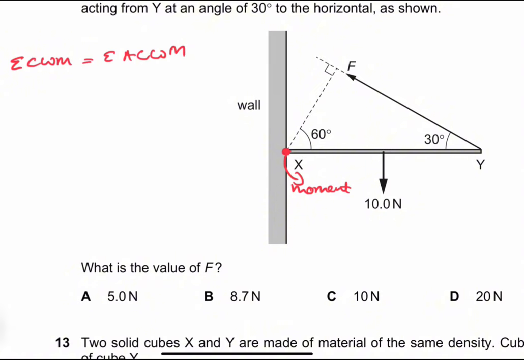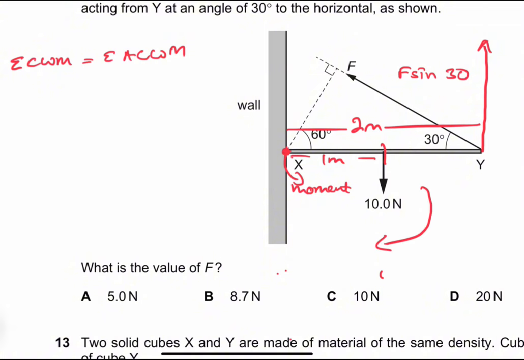So about this point, this is actually the force that we're looking for. This is F sine of 30, and this is 10 acting downwards. The distance that we're looking for is this whole distance, right? But we're not given any distance, so I can just make up a distance. I can say it's 2 meters, for example, meaning that this distance here will be 1 meter. I just made up that distance, right?